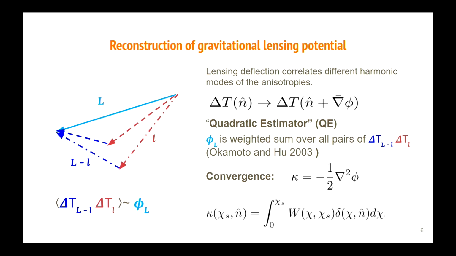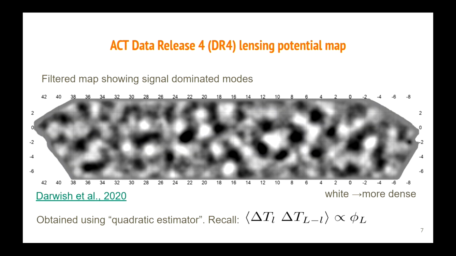One generally discusses the convergence kappa, which is the Laplacian of this potential phi, and the convergence can be thought of as a line of sight weighted integration of matter overdensity delta. Here is a filtered version of the map that we use in our analysis. This is obtained from ACT data release 4. This map shows only signal-dominated modes, where the white corresponds to denser regions and the black is underdense regions.